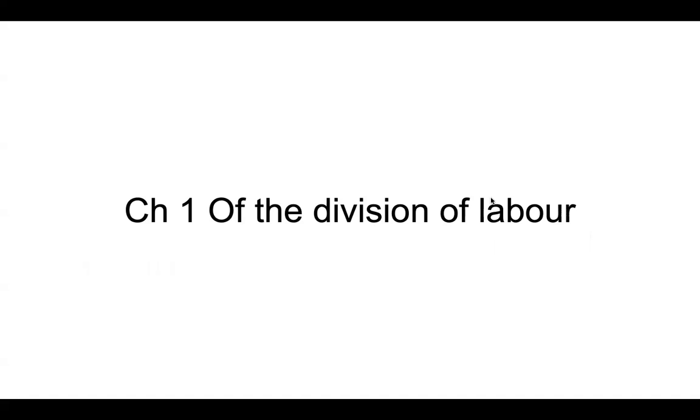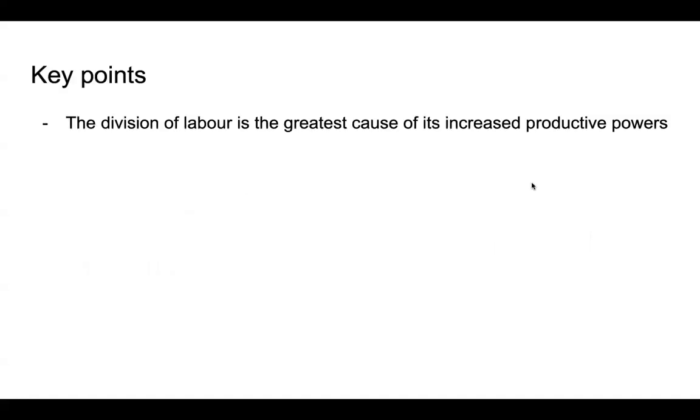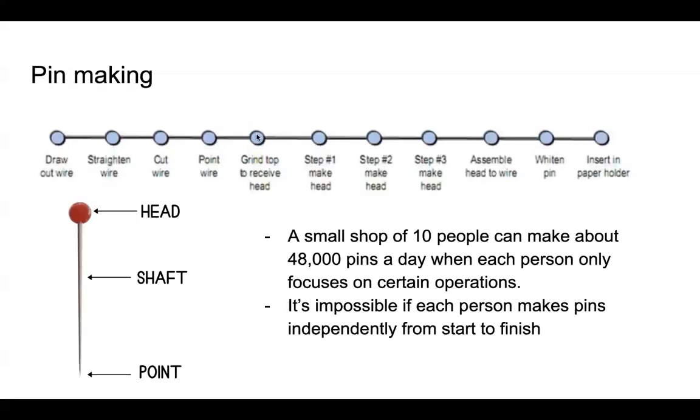The first chapter talks about the division of labor, and the key point is that the division of labor is the greatest cause of increased productive power. Let's take pin making as an example, right? According to Adam Smith, making a pin back then requires the following process. You draw out the wire, right?